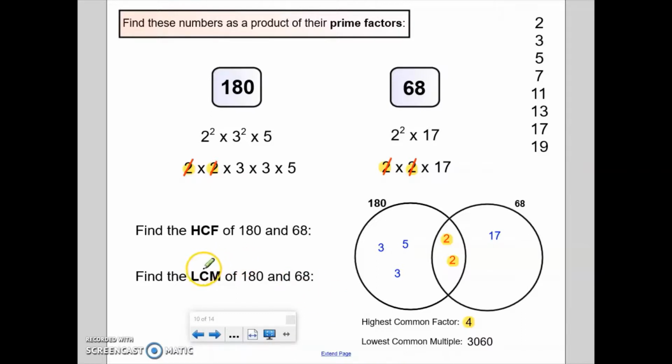To find the lowest common multiple, the LCM of the numbers 180 and 68, I need to go ahead and multiply all the numbers that I can see in the Venn diagram. So the calculation I'm going to do is 3 times 3 times 5 times 2 times 2 times 17, which tells me that the lowest common multiple is 3060. So 3060 is the lowest number that appears in both the 180 and the 68 times table.